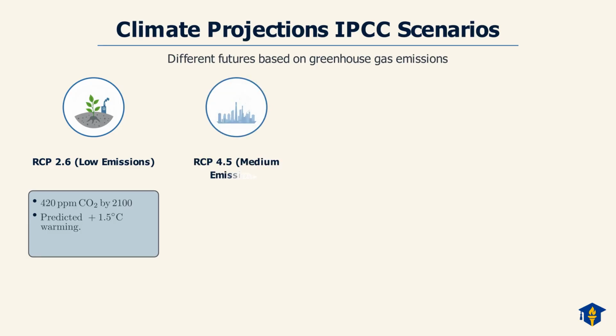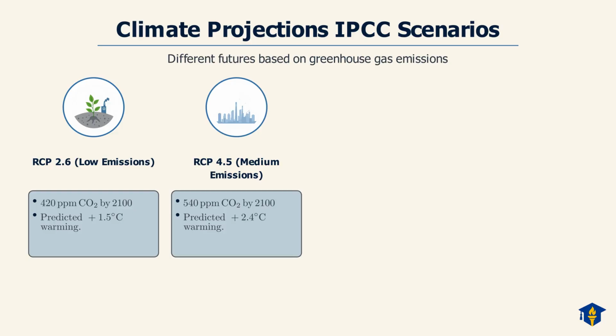RCP 4.5 outlines a medium emission scenario, suggesting moderate efforts to reduce greenhouse gases. Here, carbon dioxide concentrations are estimated to reach about 540 parts per million by 2100. This medium emissions pathway anticipates a global temperature increase of roughly 2.4 degrees Celsius.